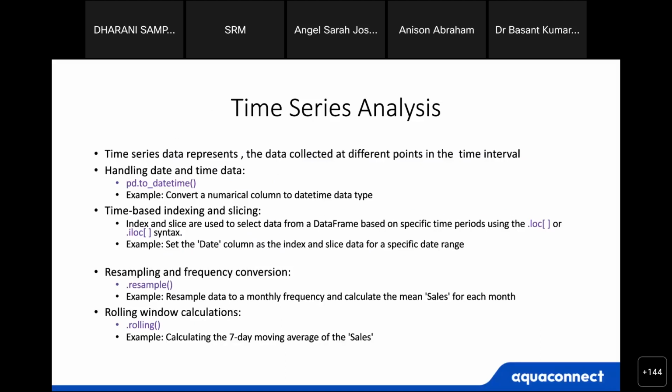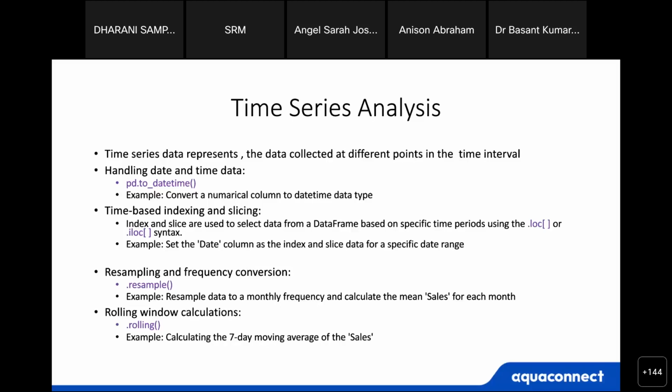Handling dates and times. The pandas to_datetime function is used to convert the data type of date columns. If the date column is a string or anything else, it will convert it to datetime type in the DataFrame. For example, converting the date column for that purpose.